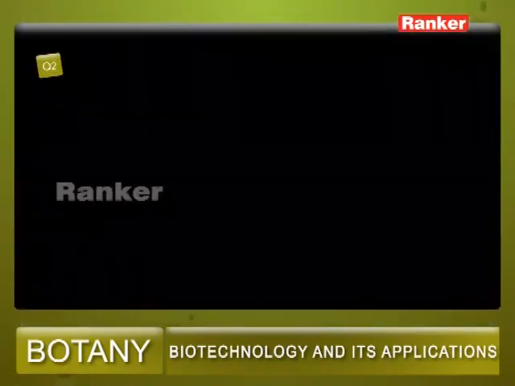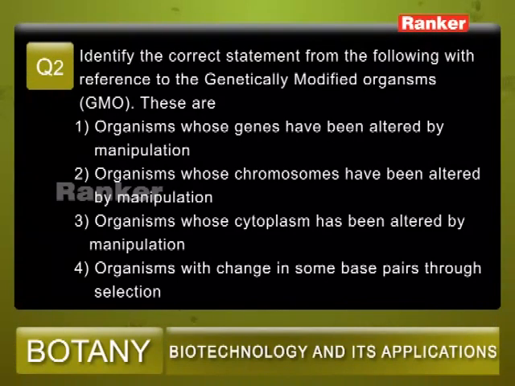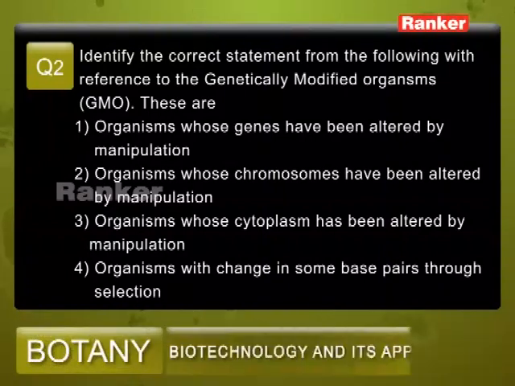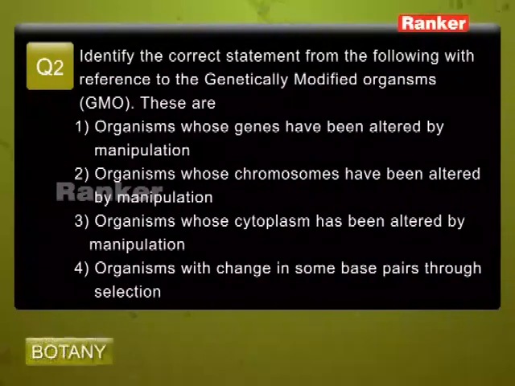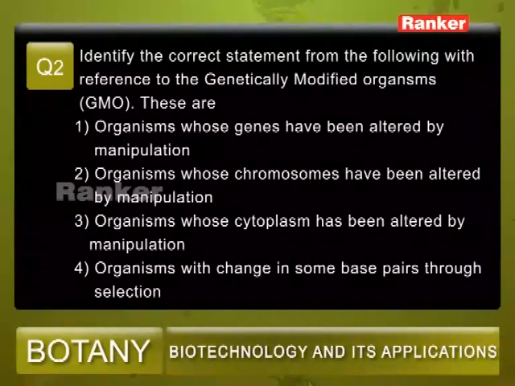Question number 2, identify the correct statement from the following with reference to the genetically modified organisms, GMO. These are: first option, organisms whose genes have been altered by manipulation. 2. Organisms whose chromosomes have been altered by manipulation. 3. Organisms whose cytoplasm has been altered by manipulation. 4. Organisms with change in some base pairs through selection.